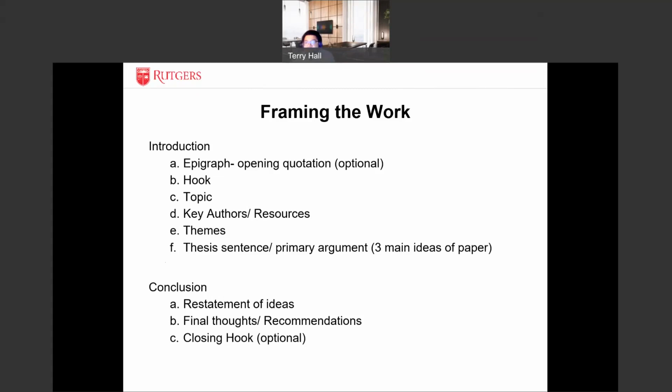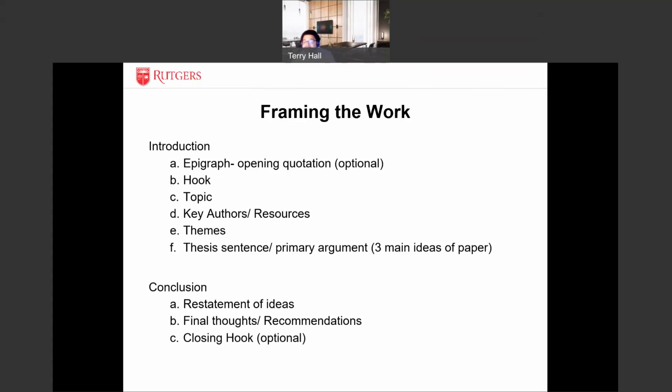We frame the work in any given work in the introduction and in the conclusion. Now, there's a few basic things that were covered in writing a strong research paper that should be noted here as well. We can start with an epigraph, an opening quotation, and that's an optional way to begin the hook. But we want to make sure to hook the reader with an interesting opening, introduce the topic to the reader, as well as any important authors and sources that have helped contribute to the paper.